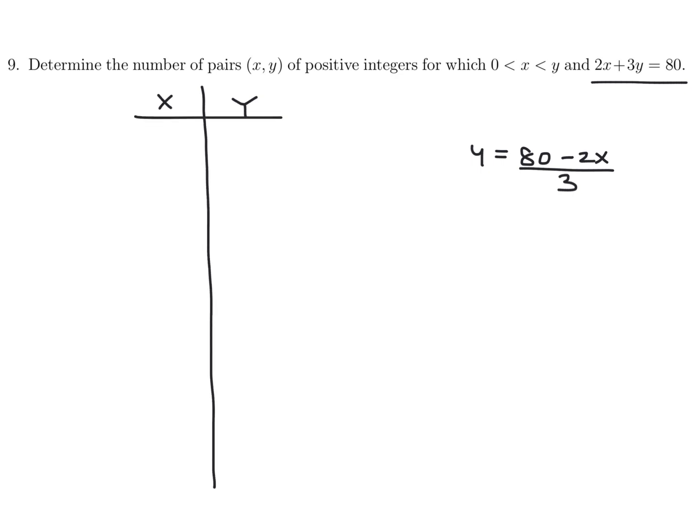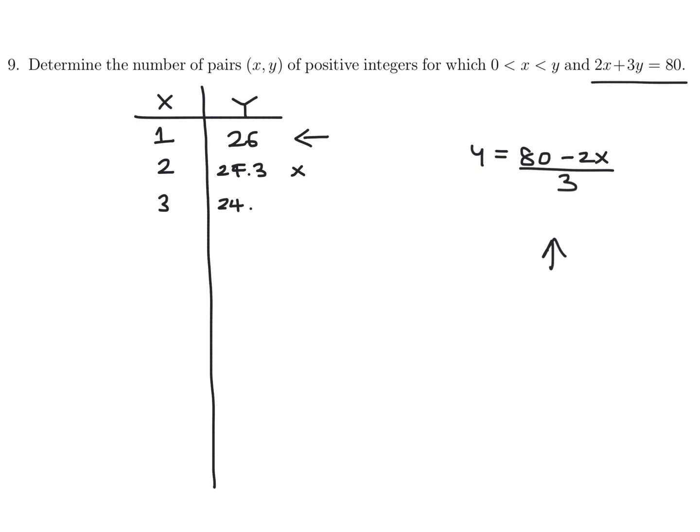Okay, so positive integers. So I guess we start with the smallest one, which is 1. And then we're going to keep substituting into there. So when x is 1, you're going to get 78 divided by 3, which is 26. So there you go. We got 1. Now let's try 2. You get 24.3. Okay, so that's no good because we want integers. 24.3 is not an integer. If you put 3 for x, you get 20.